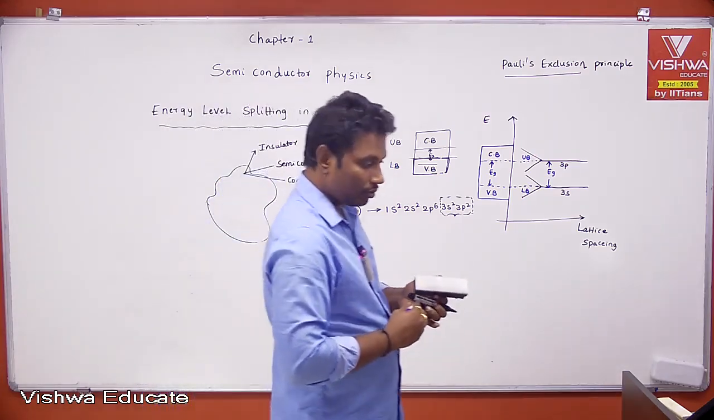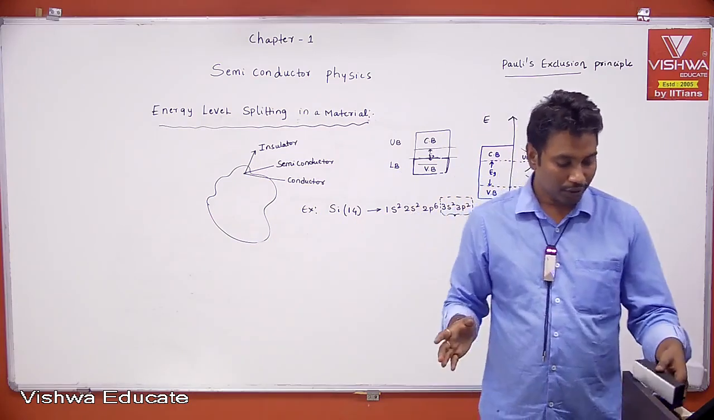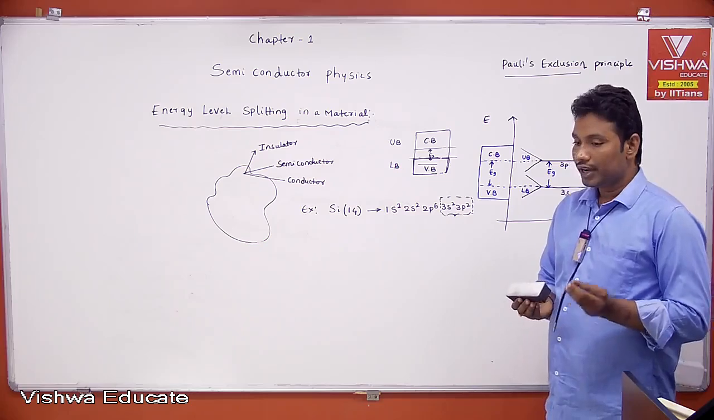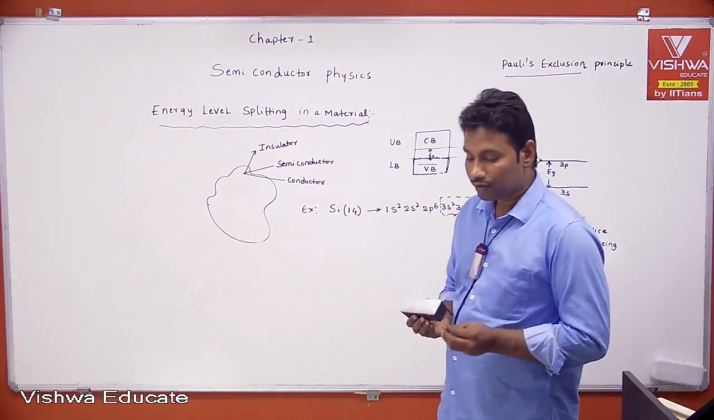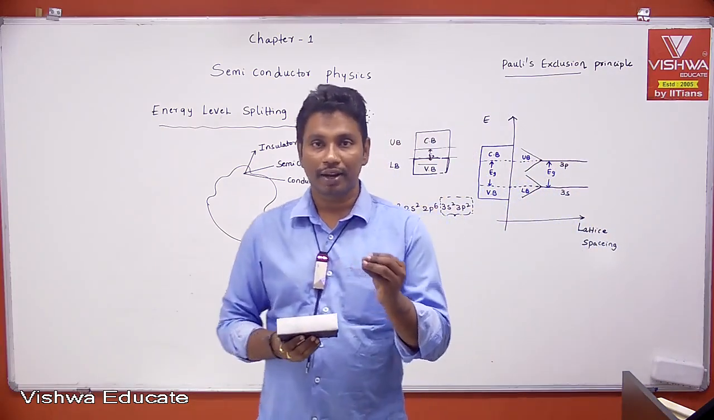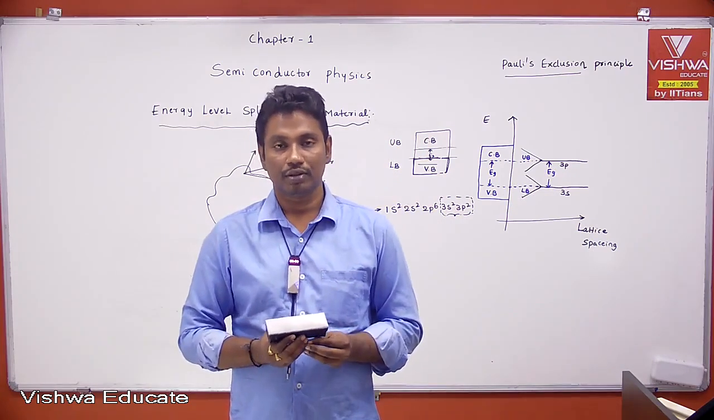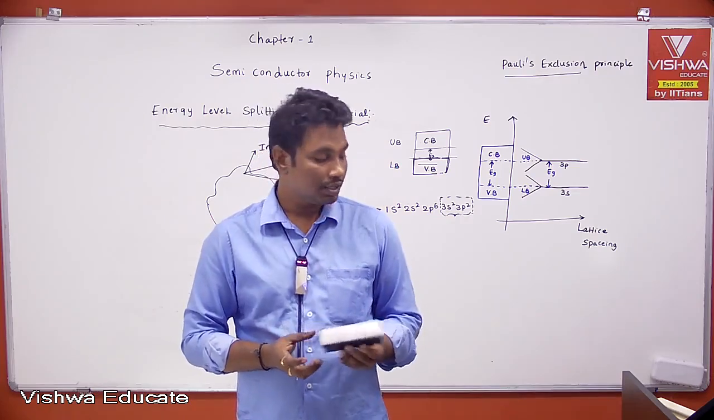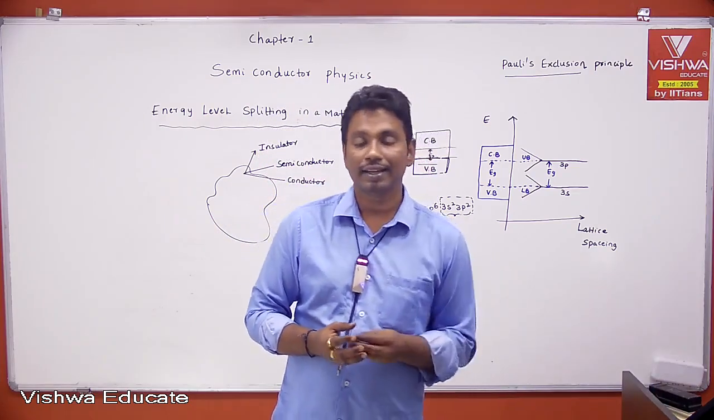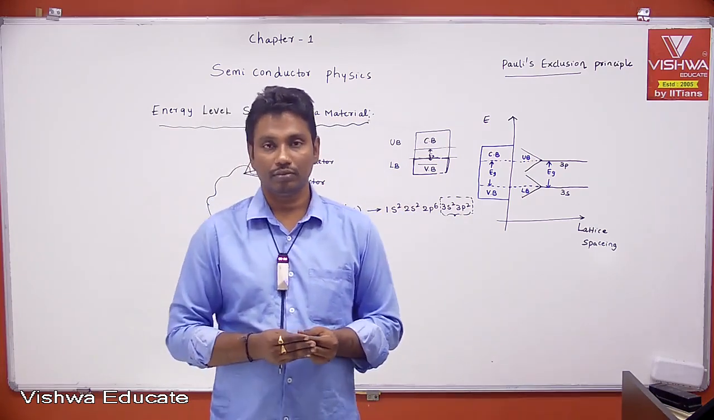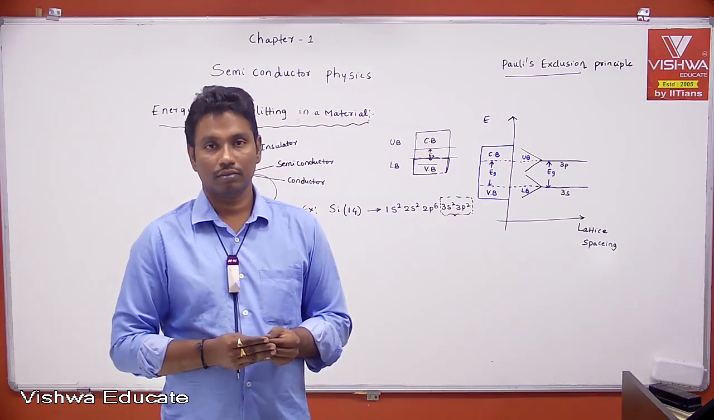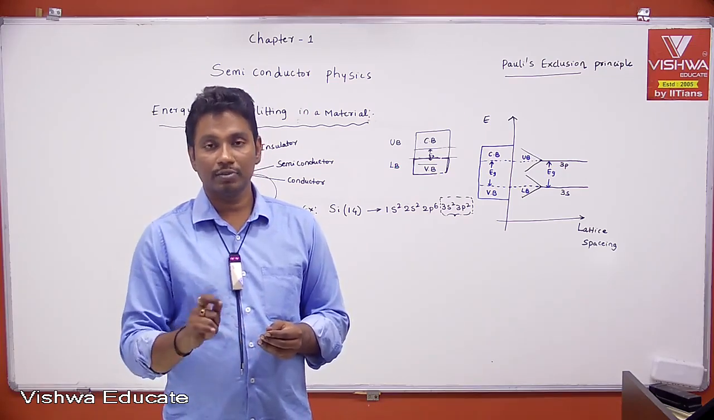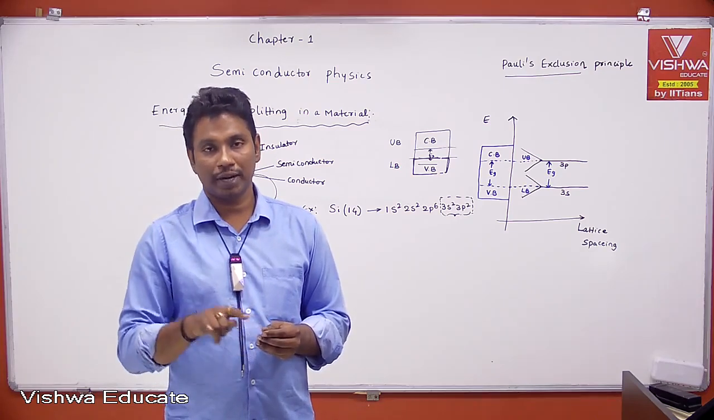Right. Write down the important points. Energy band diagram is a plot of energy versus lattice spacing. In bracket, lattice spacing is nothing but the distance between two atoms. Bracket close.